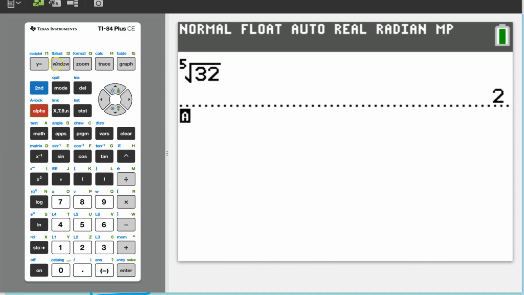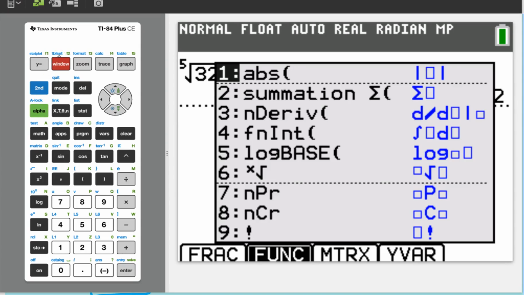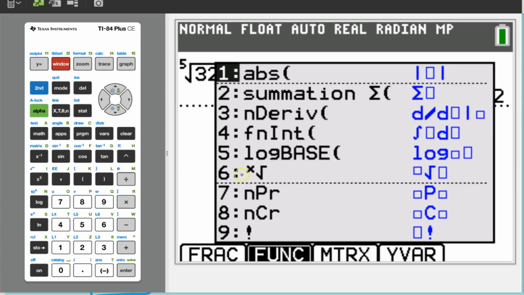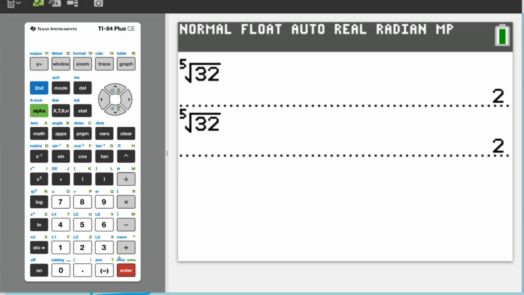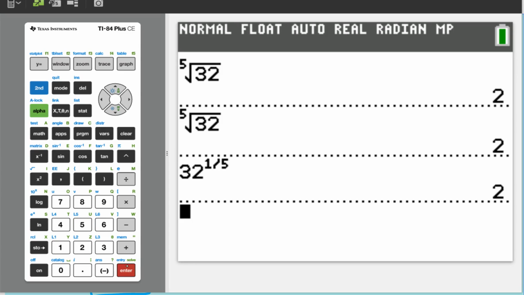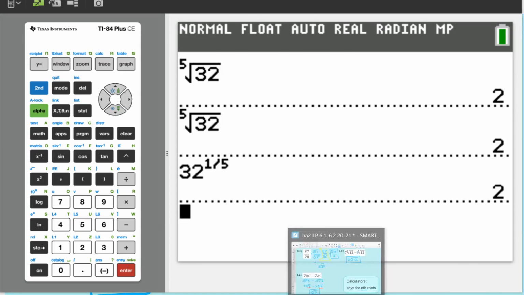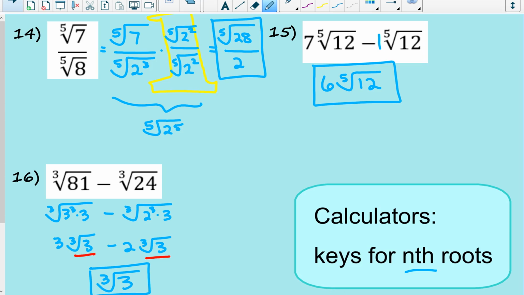Now some keys have a shortcut. If I press alpha window, notice that's a shortcut. It also has the xth root button, number 6. So alpha window, number 6. It's not a whole lot shorter, is it? But sometimes that menu is a shortcut for things. And then another option is to use an exponent. So you could do 32 raised to the power of 1/5, since we know that the 1/5 power is the same as the fifth root. So you can do it either way. Okay, let's keep going.